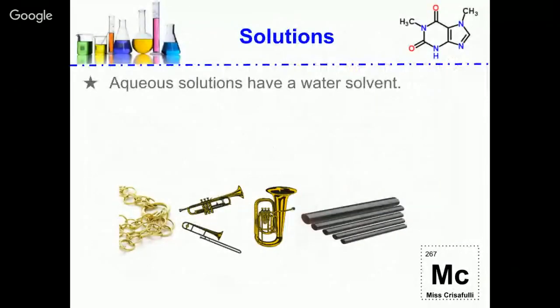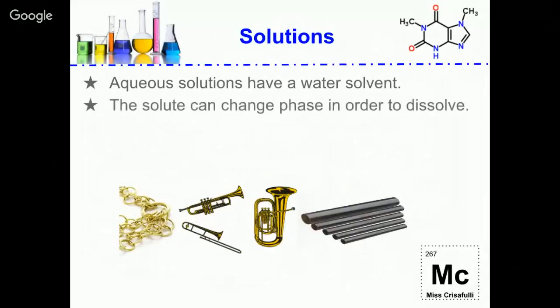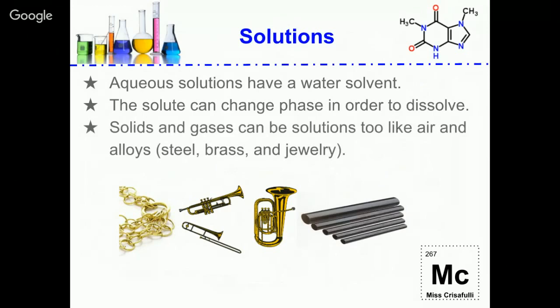So aqueous solutions have water as a solvent. The solute can change phase in order to dissolve. And solids and gases can be solutions too, like air and alloys. Alloys are going to be a solution of two different metals that come together.